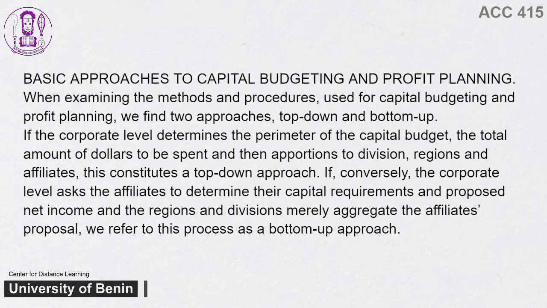When examining the methods and procedures used for capital budgeting and profit planning, we find two approaches, top-down and bottom-up. If the corporate level determines the perimeter of the capital budget, the total amount of dollars to be spent, and then apportions to divisions, regions, and affiliates, this constitutes a top-down approach. If, conversely, the corporate level asks the affiliates to determine their capital requirements and proposed net income and the regions and divisions merely aggregate the affiliates' proposals, we refer to this process as a bottom-up approach.